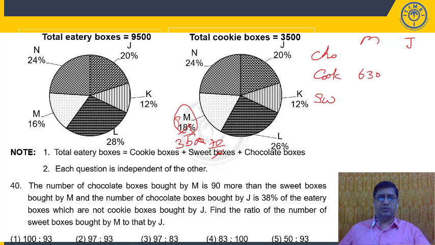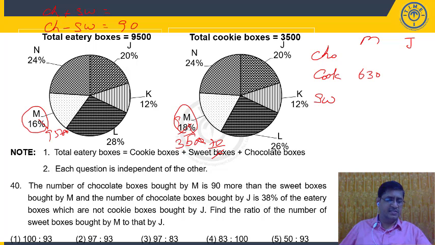Then what are the sweets? If you observe the sweets here, chocolates are 90 more than the sweet boxes. Chocolate and sweet, the difference is 90. And the M value is 16% of 9500. Percentage and zeros get cancelled. Now what is the result? 16 into 95 is equal to 1520. Am I right?